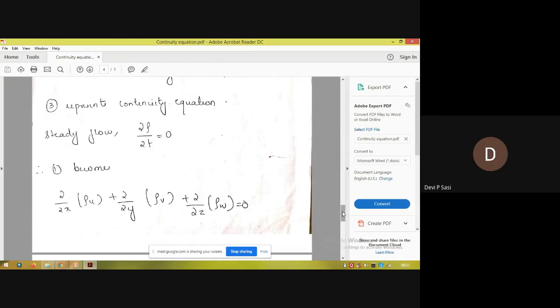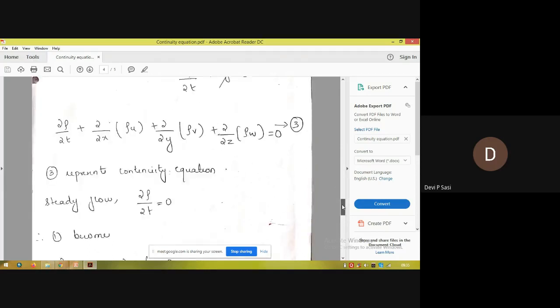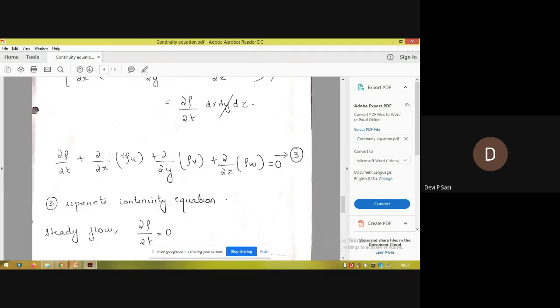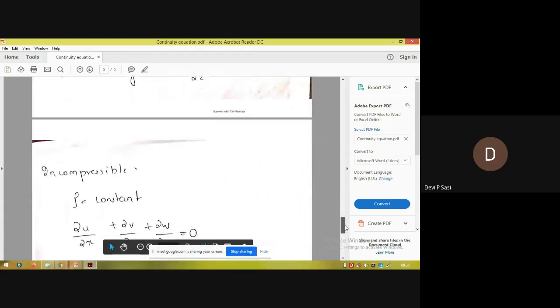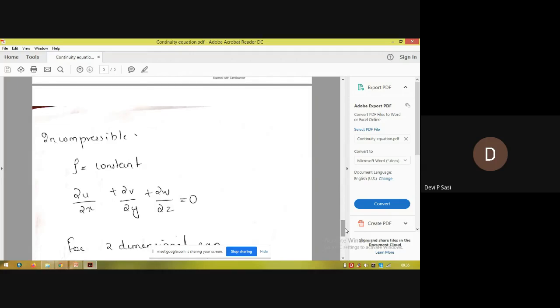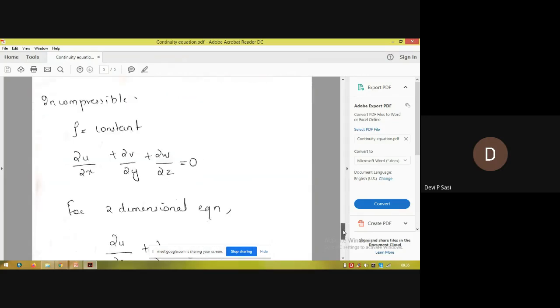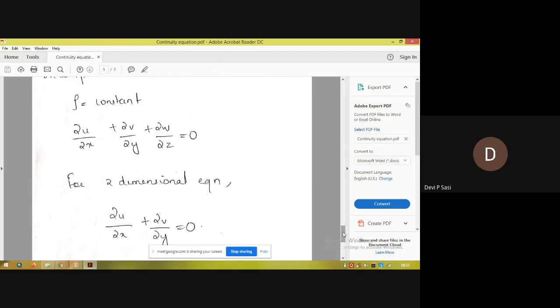Then for incompressible flow, rho is constant, so the term rho vanishes. So how does the equation change? dou u by dou x plus dou v by dou y plus dou w by dou z is equal to 0. Next is the two-dimensional case. For the two-dimensional equation, the term z will be absent, so dou u by dou x plus dou v by dou y equals 0.